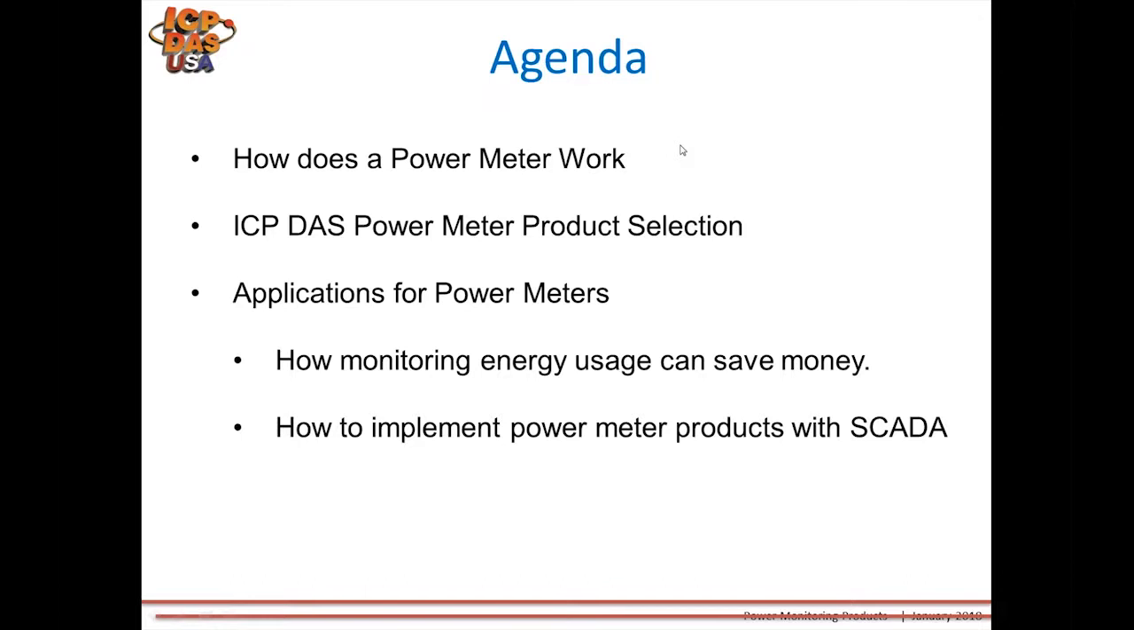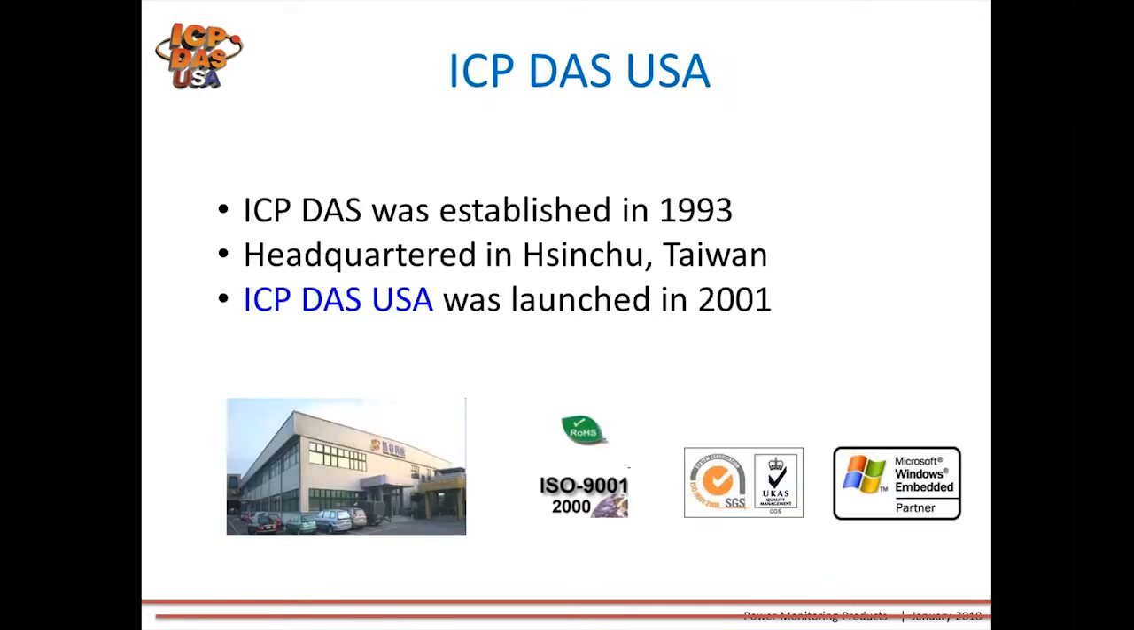ICP DAS was established in 1993. Our headquarters is in Hsinchu, Taiwan, and ICP DAS USA was launched in 2001 to support the North and South American markets. Our products are ISO 9001 and RoHS compliant, and we are a Microsoft embedded partner.